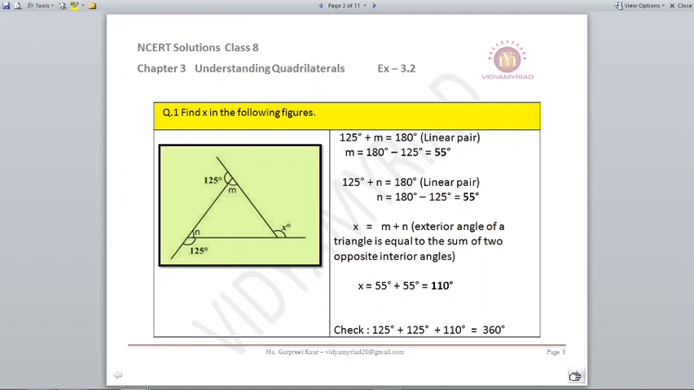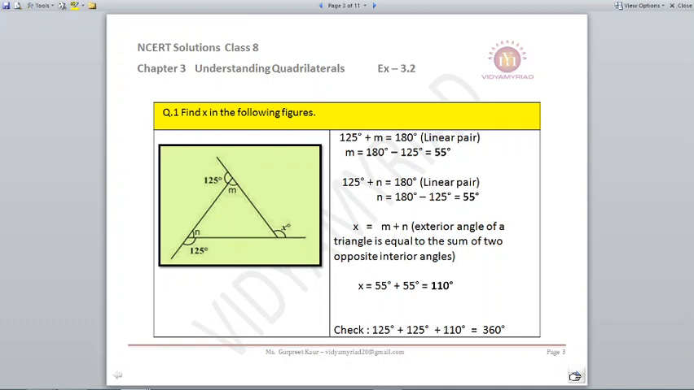And just now I told you a new concept, the exterior angle property. If you see, your x is outside the triangle, which is an exterior angle, and its exactly opposite interior angles are m and n. So we say that the exterior angle of a triangle is equal to the sum of the two interior opposite angles. So for x, the interior opposite angles are m and n. Both are 55 degrees. So x comes to 110 degrees.